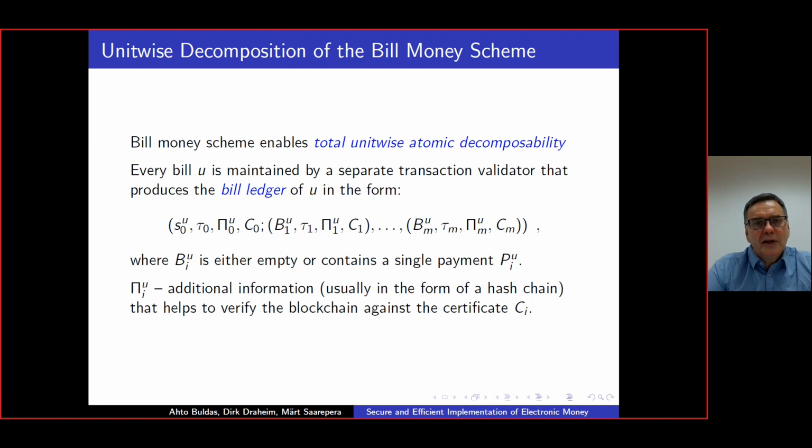So how can bill money schemes actually be unit-wise decomposed? We can show that bill money scheme enables total unit-wise atomic decomposability, which means that every bill can be maintained by a separate transaction validator that produces a single bill ledger, or bill ledger of a unit U, in the form where S0 of U is the initial state of this bill, and we have a completely analogous representation of the ledger. So this ledger is about just one bill. This is the additional information for verifying the bill ledger certificates. Usually it's in the form of a hash chain.